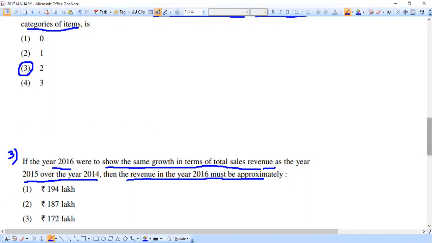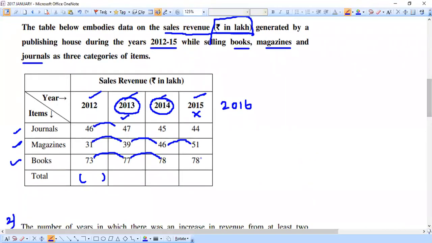So that means if you see the growth for the total sales from the year 2014 to 15, and the same growth is happening for 2015 to 16, then what would be the total sales revenue for the year 2016? This is all we have in this question. It's very easy to understand.